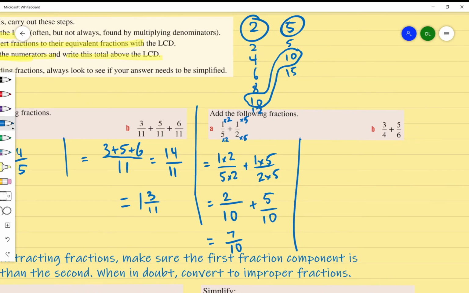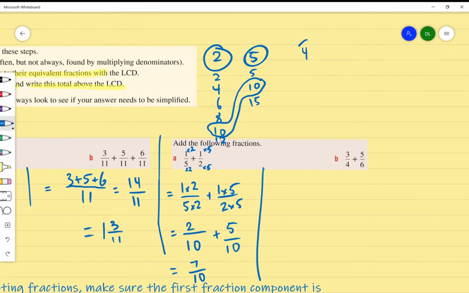So I've got 3 over 4 plus 5 over 6. So what's the lowest common denominator? I've got 4. So multiples would be 4, 8, 12, 16, 20, and so on. I've got 6. My lowest common multiples could be 6, 12, 18. I can stop there. The reason I can stop there is because there's 12s there. So I know the lowest common multiple is 12.